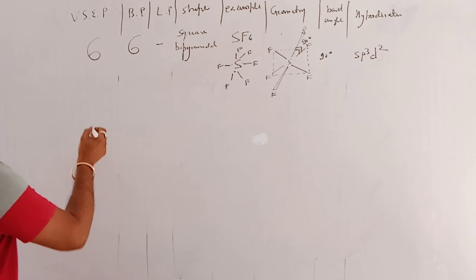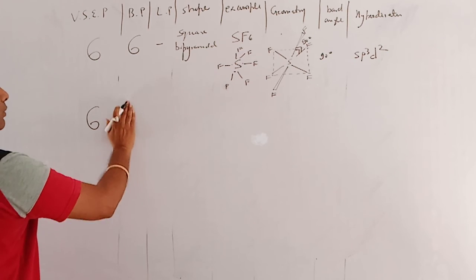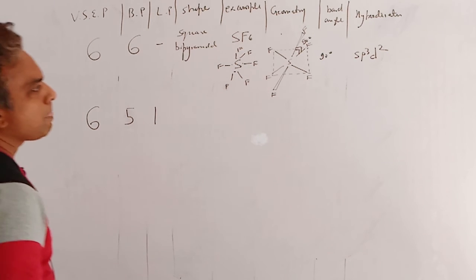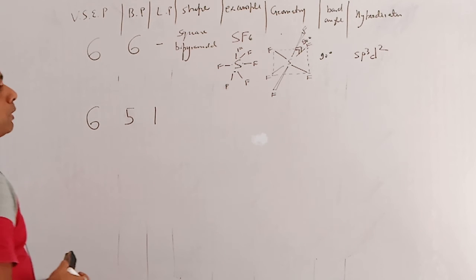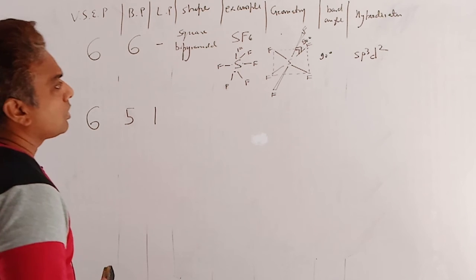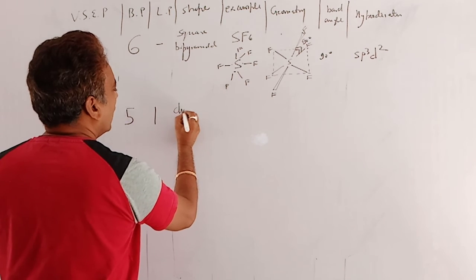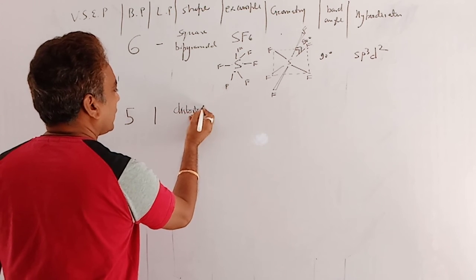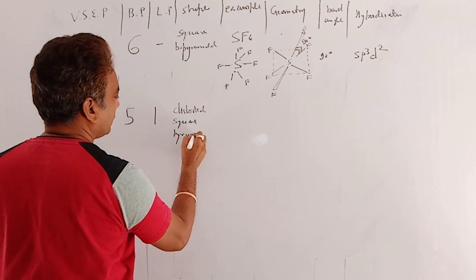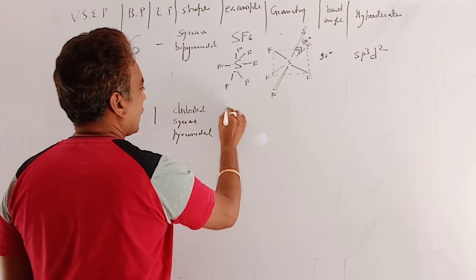Now we have 6 VSEPR pairs: 5 bond pairs and 1 lone pair. Initially the lone pair occupies the axial site. So the shape is distorted square pyramidal. Example is IF5.